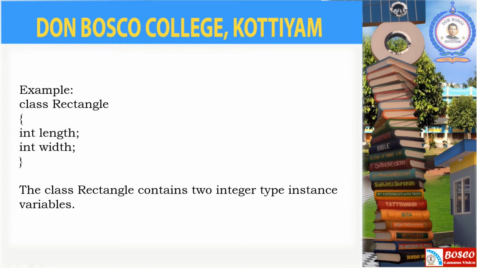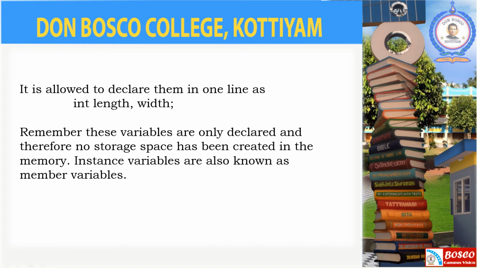Length and width. And the class contains two integer variables, and those integer variables are instance variables because the memory for these variables will be provided only at the time of creating the object. We can also declare the variables of the same data type in one line, and Java supports the same. And the instance variables are also known as member variables.